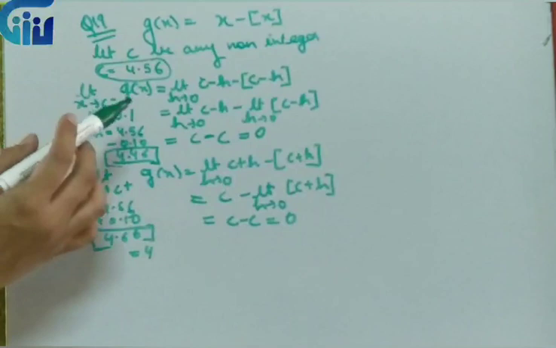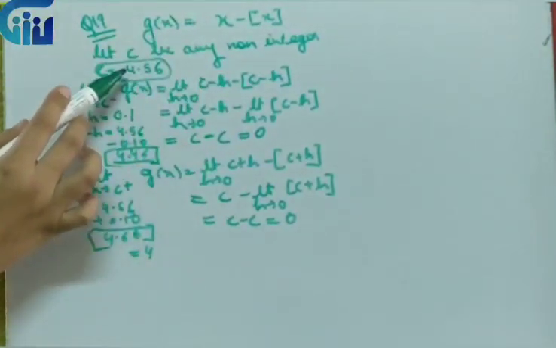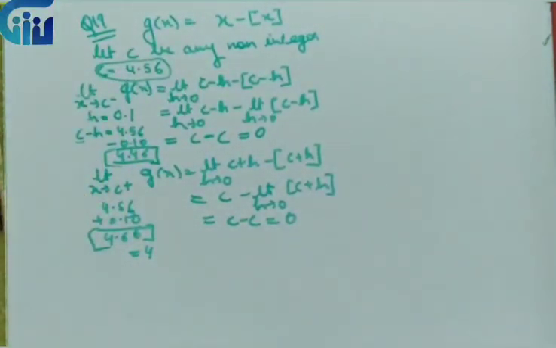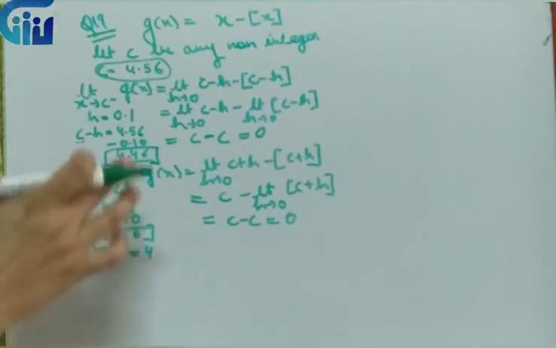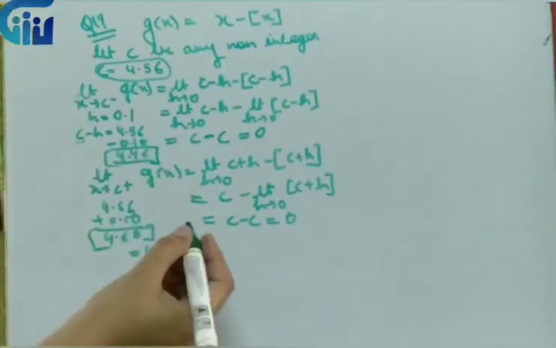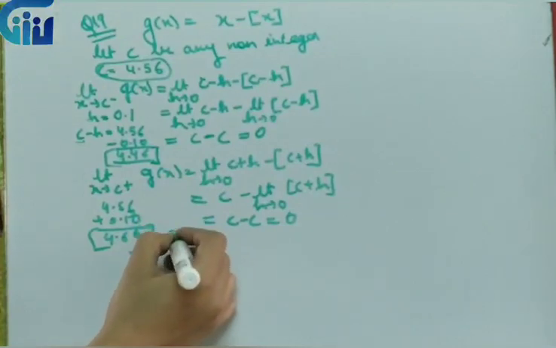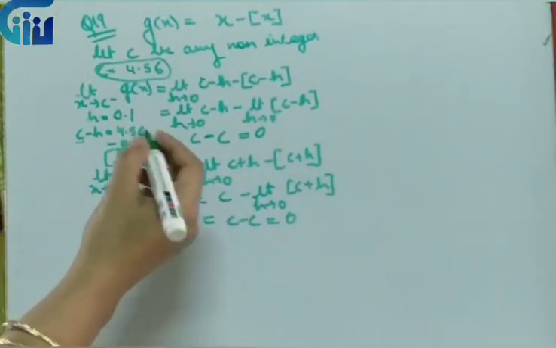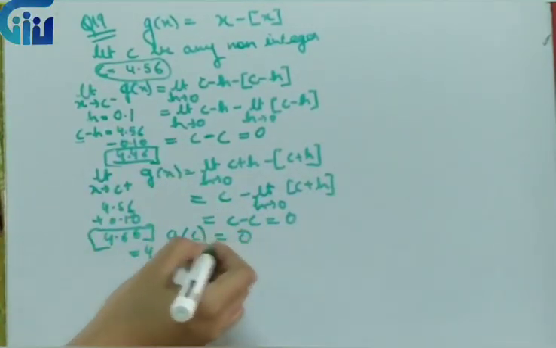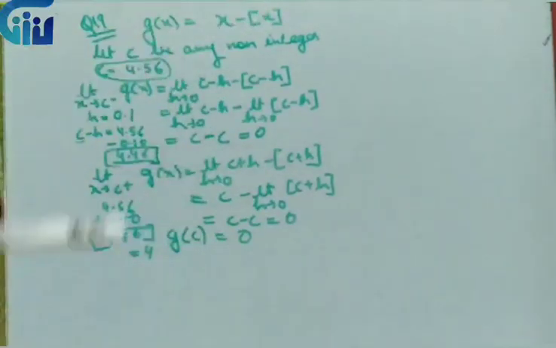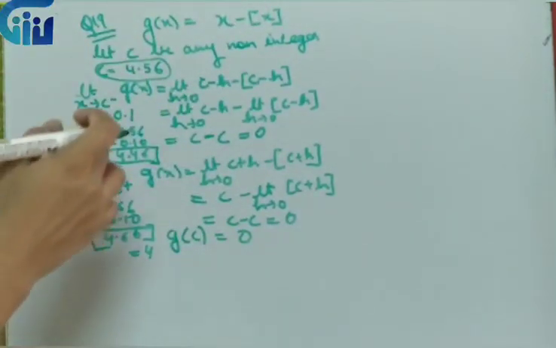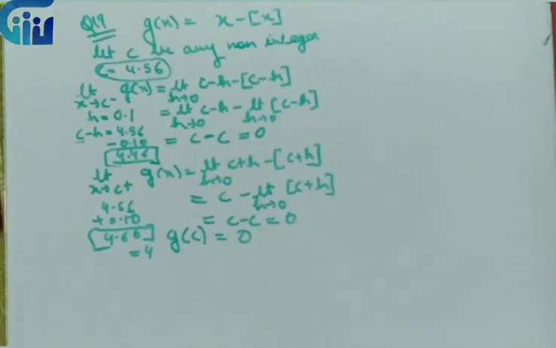So what do we observe? If C is any non-integer decimal point, and I take a value slightly less and slightly more than that number, the value of the greatest integer function will not change. Since both sides are equal, the limit exists, and g of C will also come out to be 0 because that will be C minus the greatest integer of C. So all three things are equal. It means it is continuous for all non-integer points.